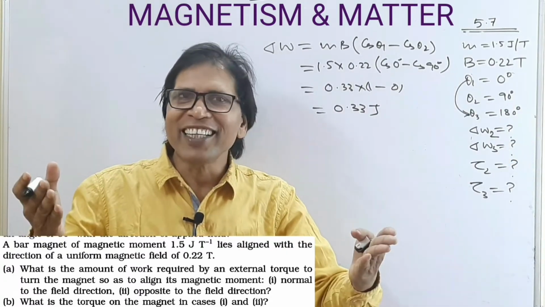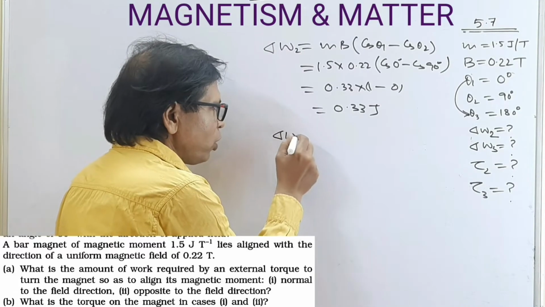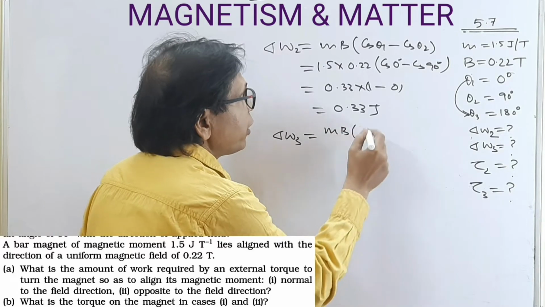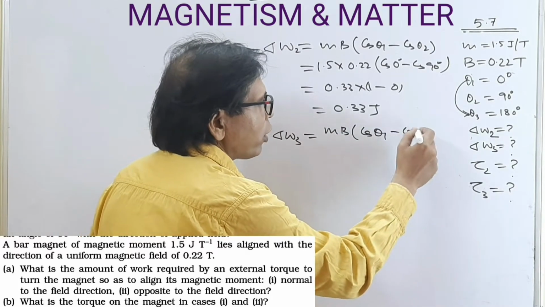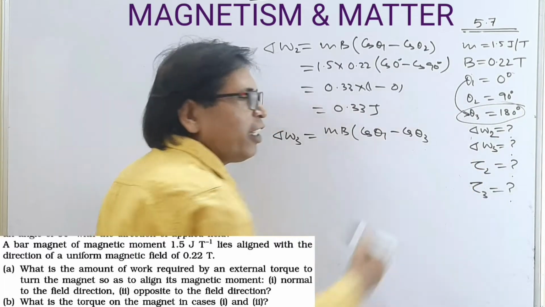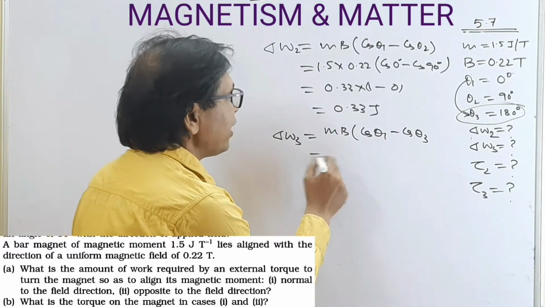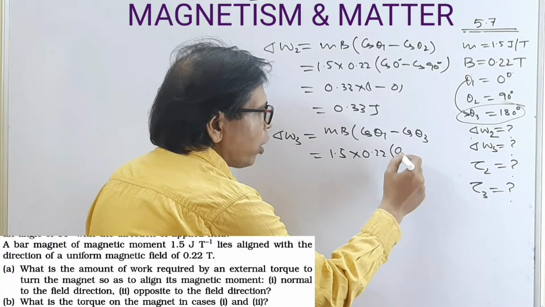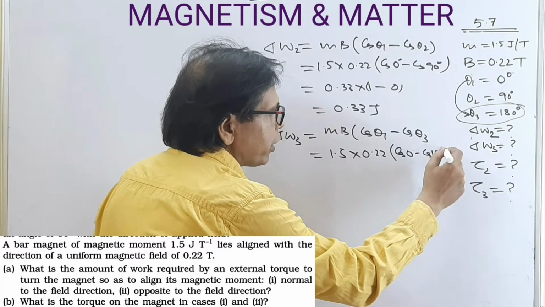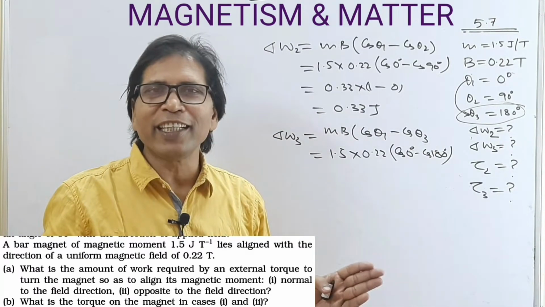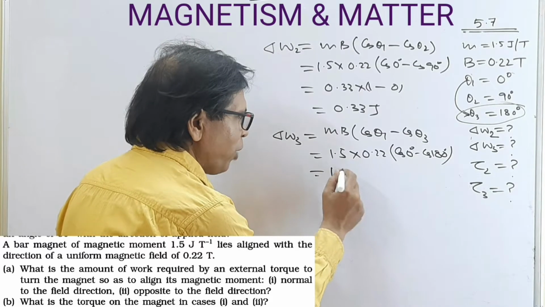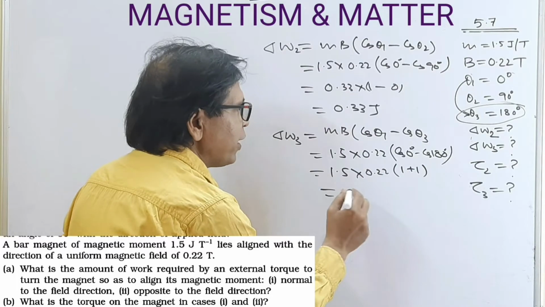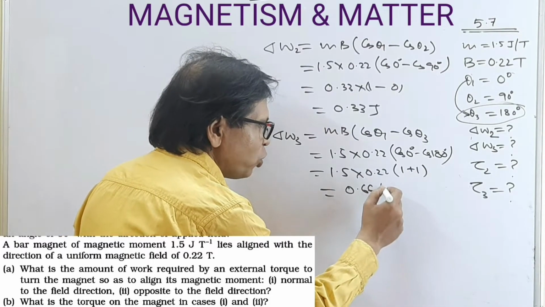Now work done in the second case. ΔW3 is equal to mB into (cos theta 1 minus cos theta 3), where theta 3 is 180 degrees. So this is 1.5 into 0.22 into (cos 0 minus cos 180 degrees). Cos 180 degrees equals minus 1. So this is 1.5 into 0.22 into (1 plus 1), which is 0.66 joule.